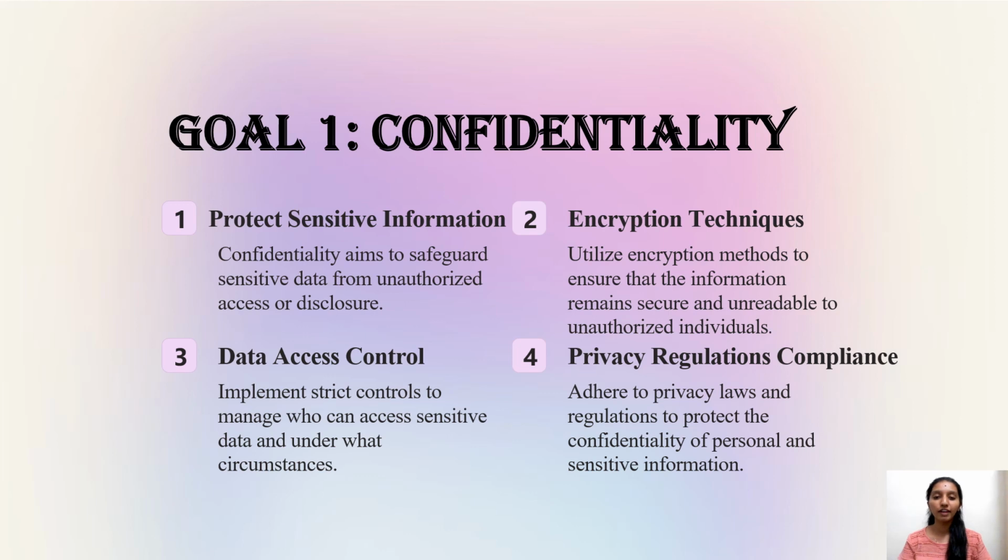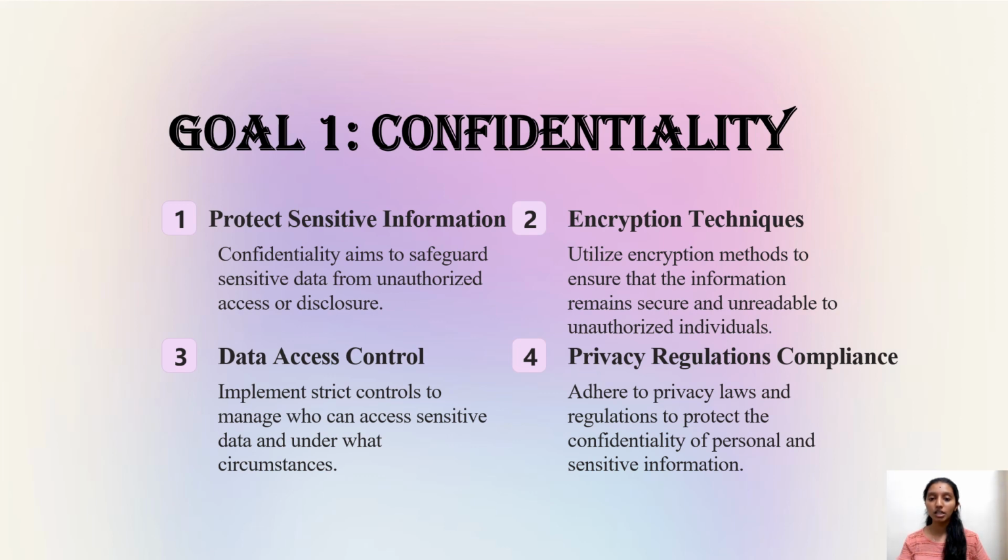Next is goal one, confidentiality. In this, we have four things: protect sensitive information, encryption techniques, data access control, and privacy regulations compliance. Protect sensitive information: confidentiality aims to safeguard sensitive data from unauthorized access or disclosure.